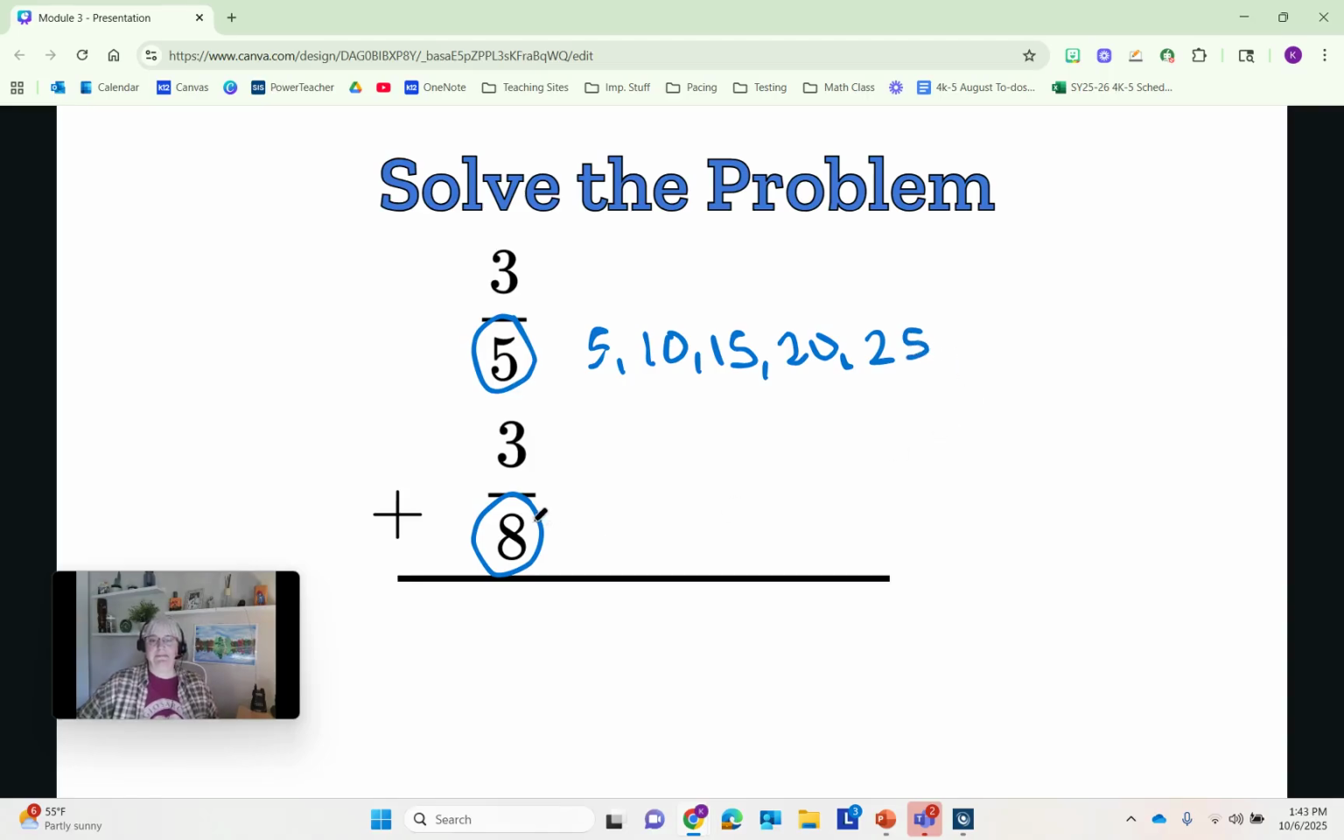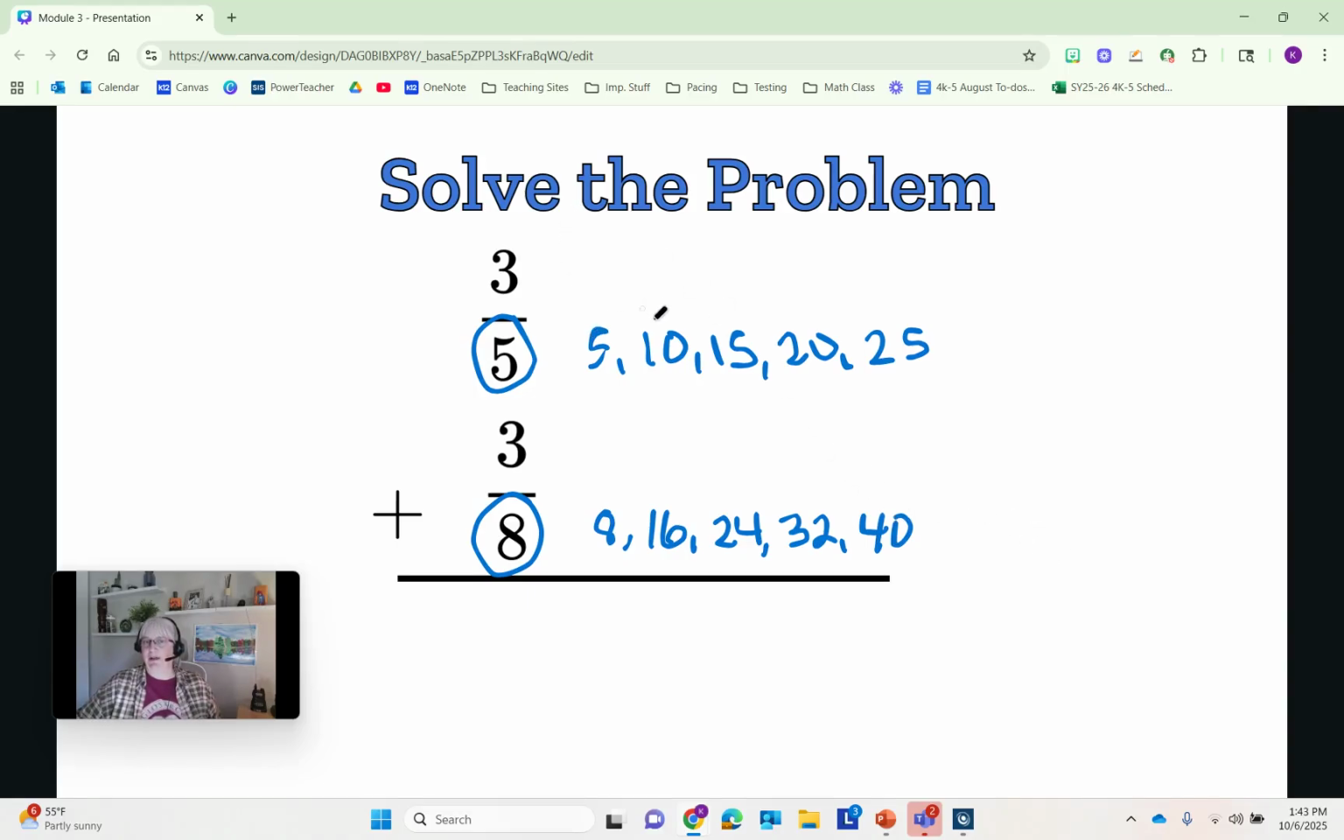All right, let's do multiples of 8. 8 times 1 is 8. 8 times 2 is 16. 8 times 3 is 24. 8 times 4 is 32. 8 times 5 is 40. Well, we don't have anything in common yet. But I know 40 is going to work out.